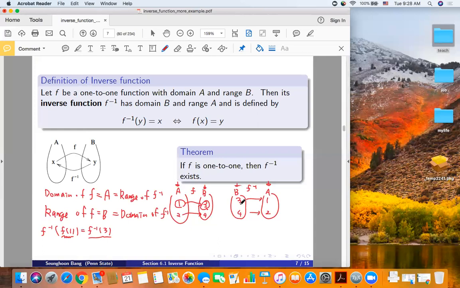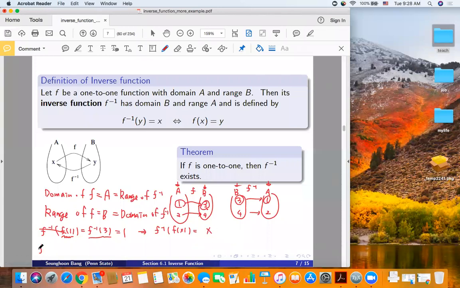Right, thanks. So 3 is going to 1. So we have 1. What happens? The inverse of f cancels. So we have one good property: the inverse of f of f of x equals x itself. This is one good property.